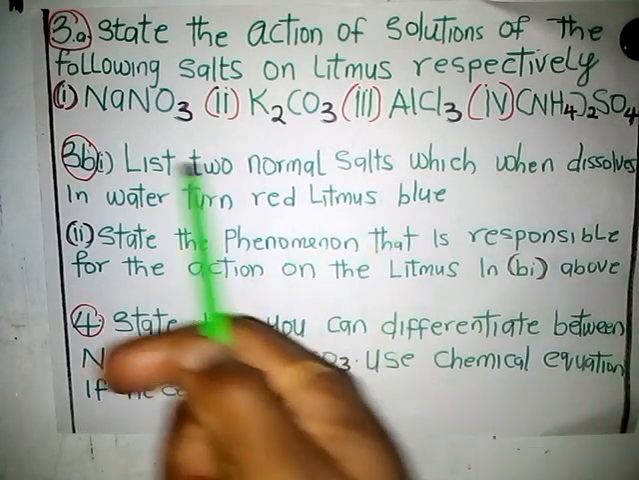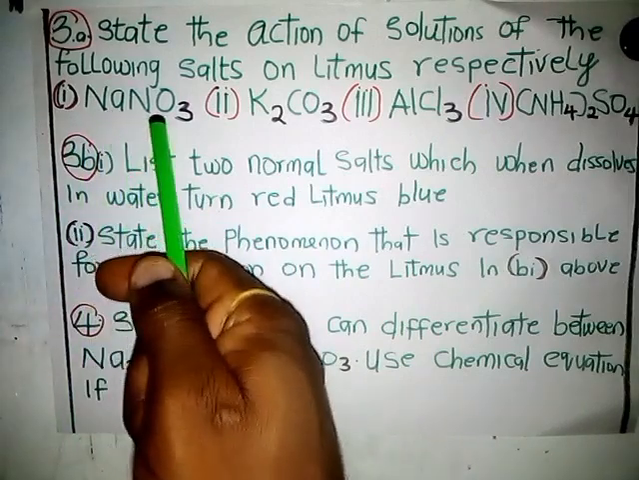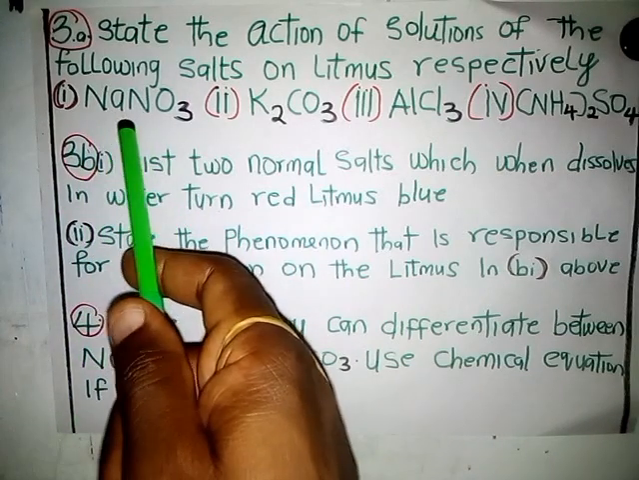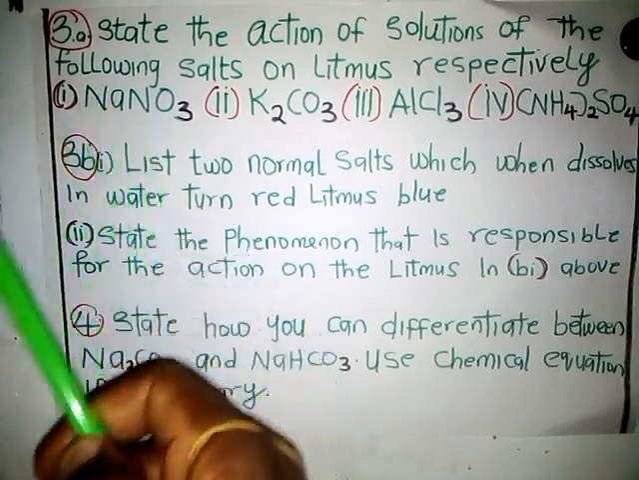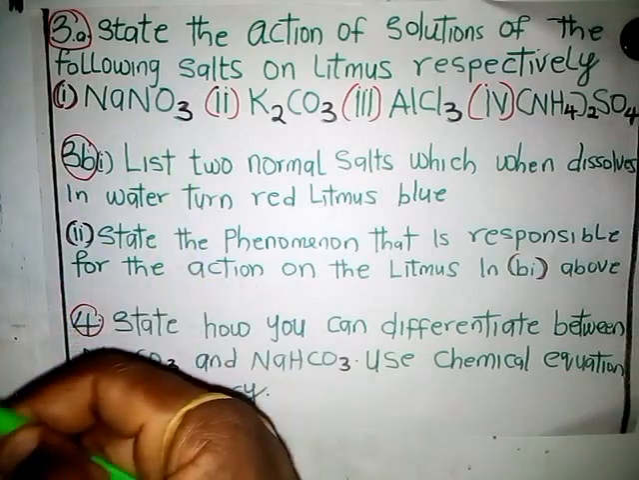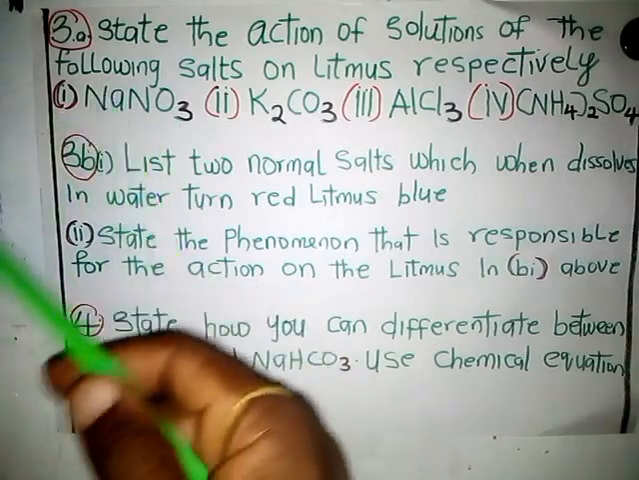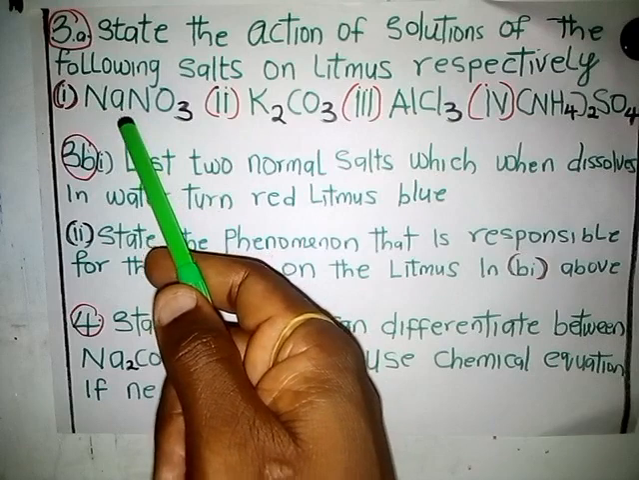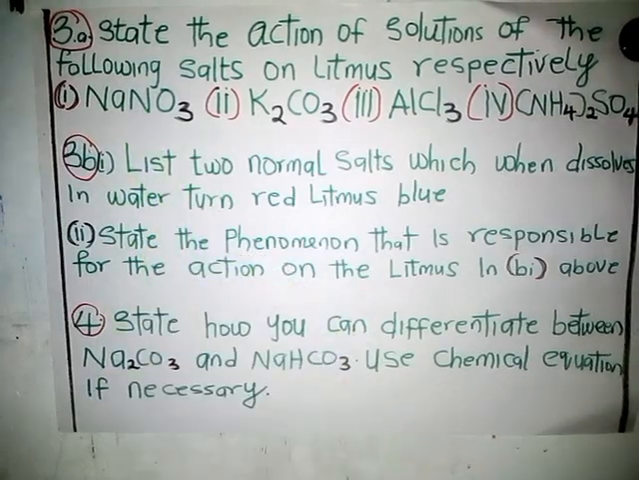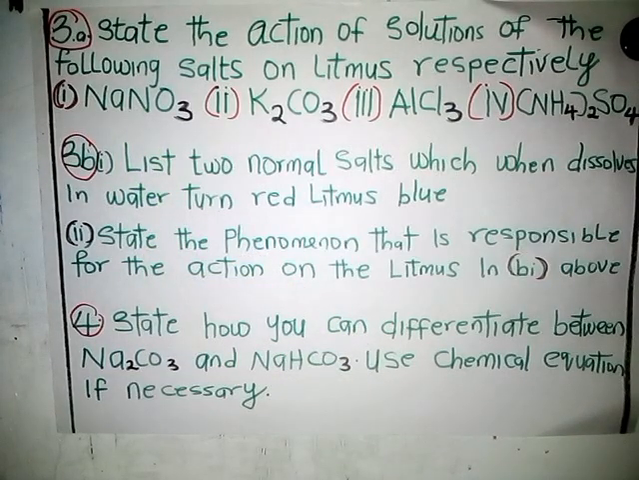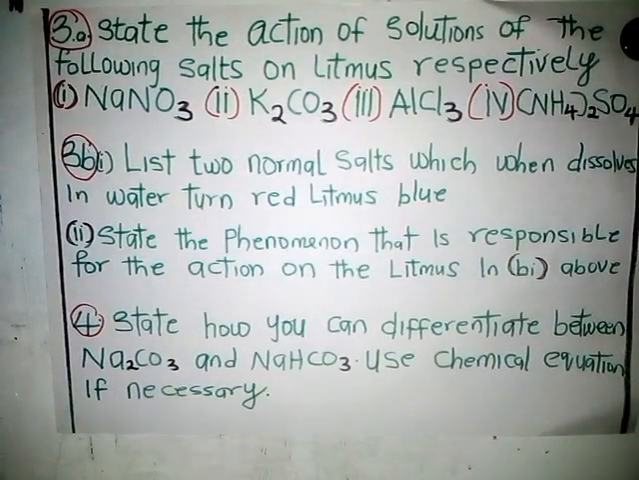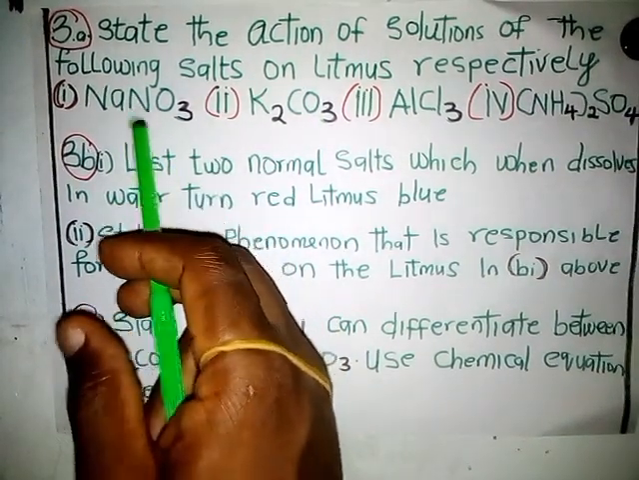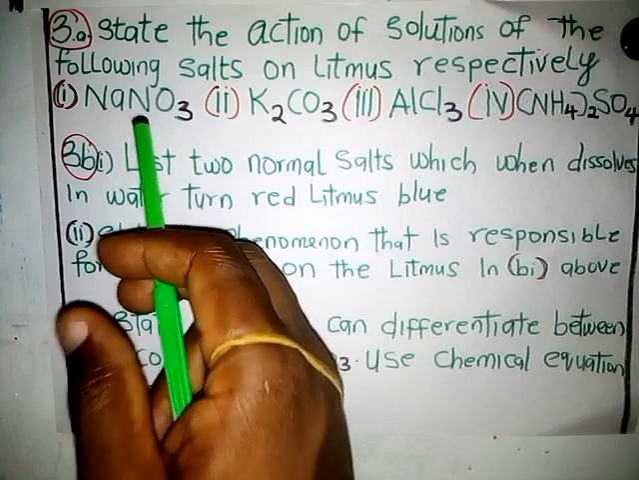So you know that this sodium nitrate, this is a salt that is formed from a strong acid and a strong base. This is formed from a strong acid and strong base. It is expected to be neutral. There will be no changes because the acid and base cancel themselves, and so there will be no color change for litmus paper. This one will be neutral.